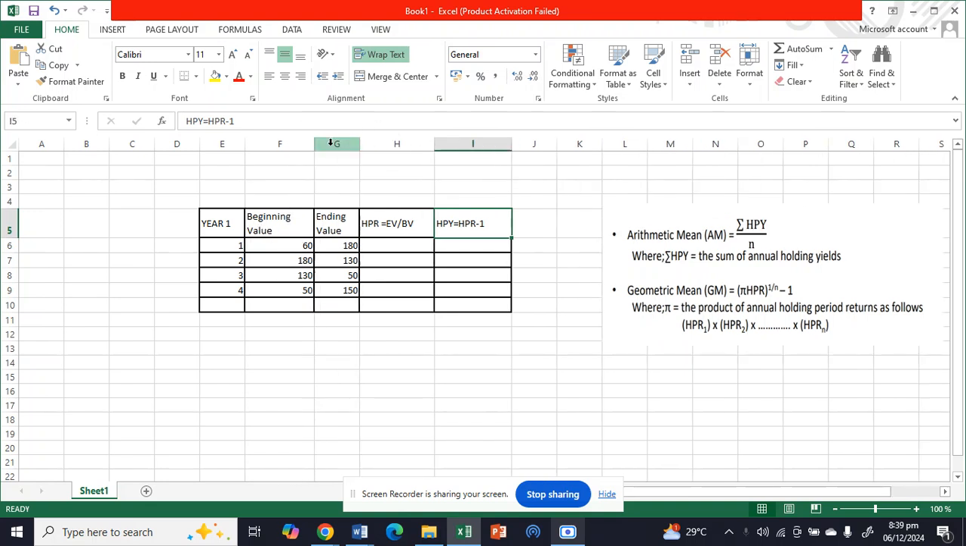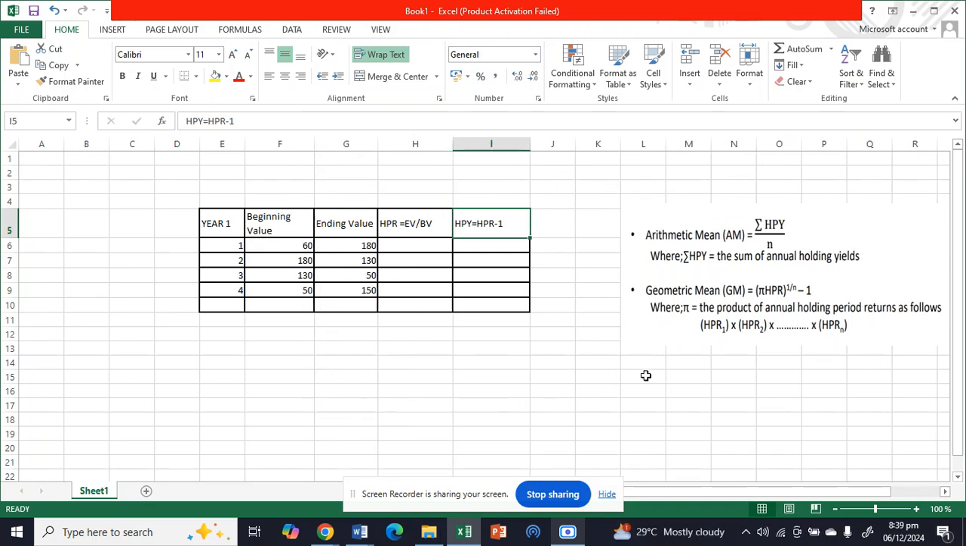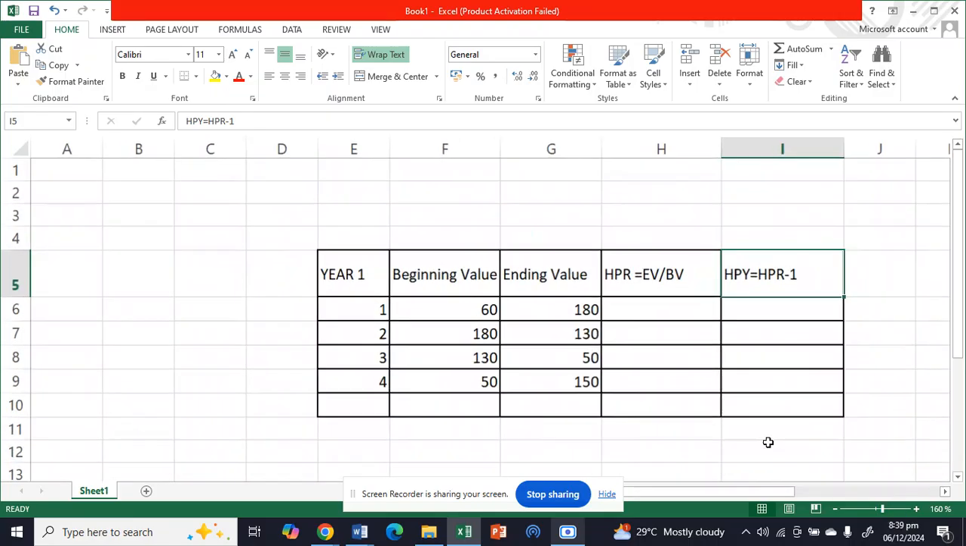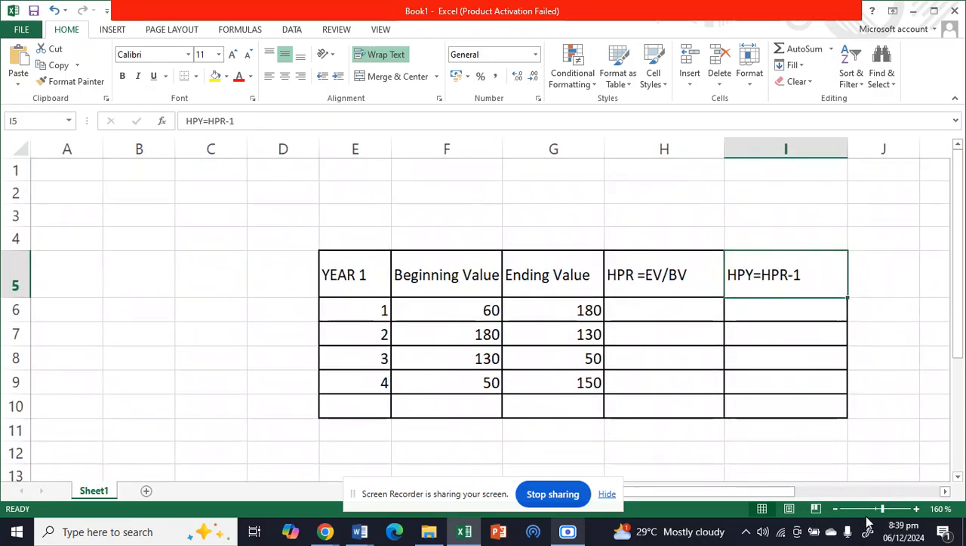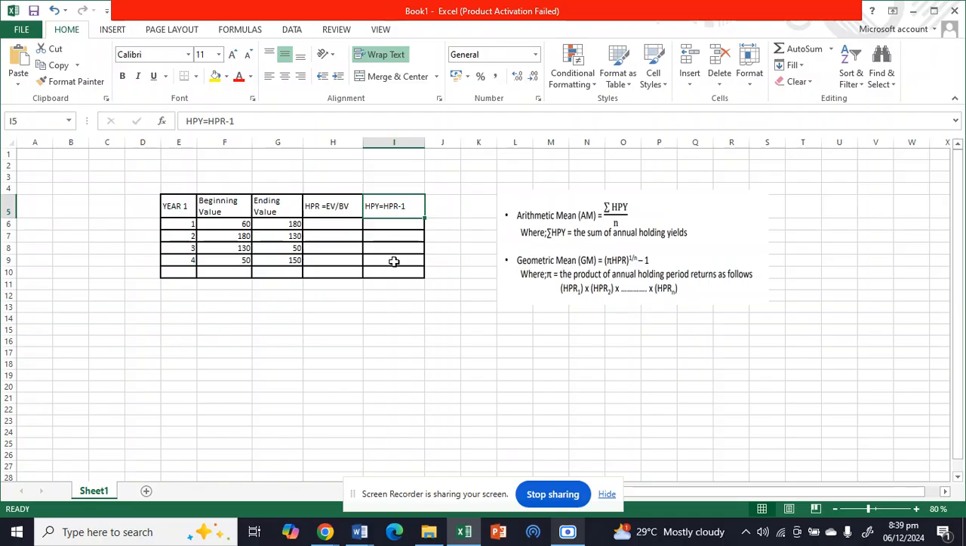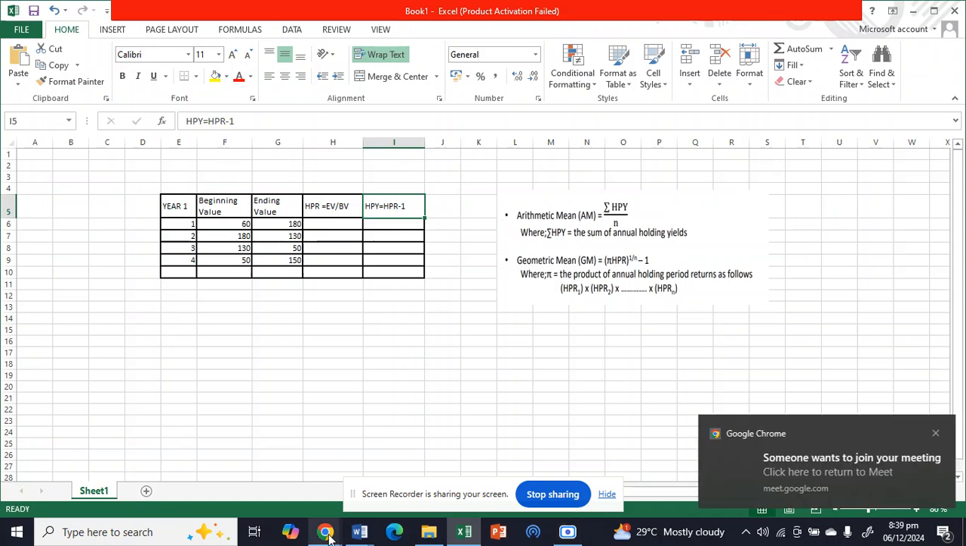So we're going to look at a certain investment here in this table. We are seeing the beginning value of the investment and the ending value of the investment, and then we need to calculate the holding period returns for each of the years, and the holding period yield for each of the years. After we've calculated those, then we get our arithmetic mean and our geometric mean.